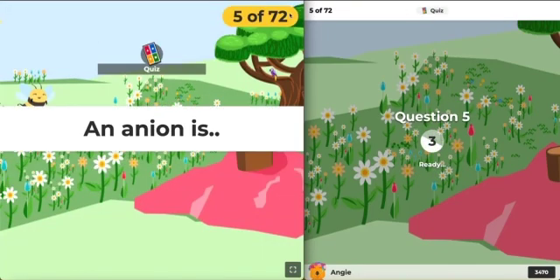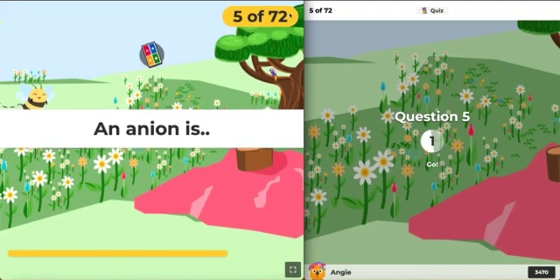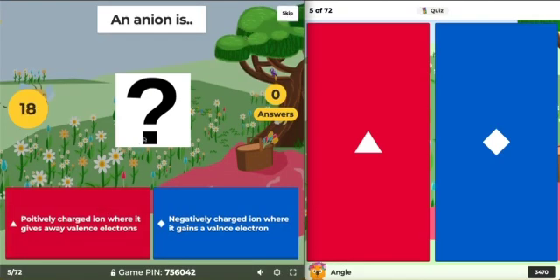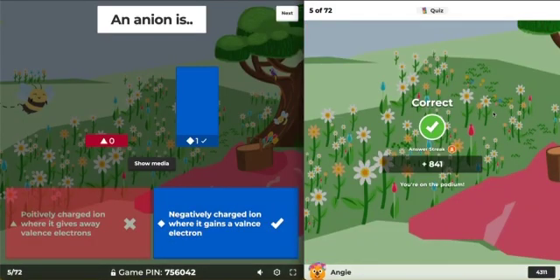Next question. An anion is, it's not a positive charge. An anion is a negatively charged ion where it gains an electron. So when it gains an electron, it's going to become negatively charged, because now it's going to have more electrons, which are negatively charged, than protons, which are positively charged. It's not going to have the same amount, which would make it neutral.